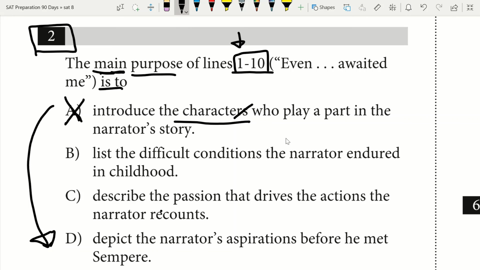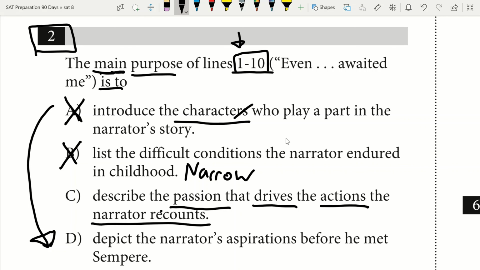Option B, listing the difficult conditions the narrator endured in childhood. Okay, that right there, you'd be focusing in too narrow on the fact that he did grow up in poor conditions. That's not the main focus of these lines, and that's not the main purpose of these lines. The main purpose here is that we're describing the passion that is driving the narrator in all the actions that he recounts later on in the passage. Now, obviously, you haven't read the passage, so you don't quite understand that. But what you should see is that the whole point of including this is showing the passion that he has for reading, right?